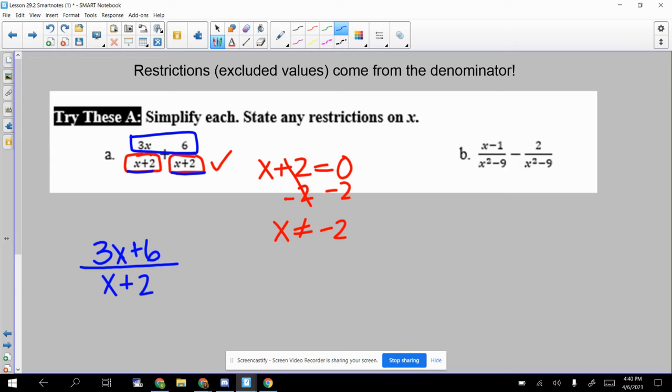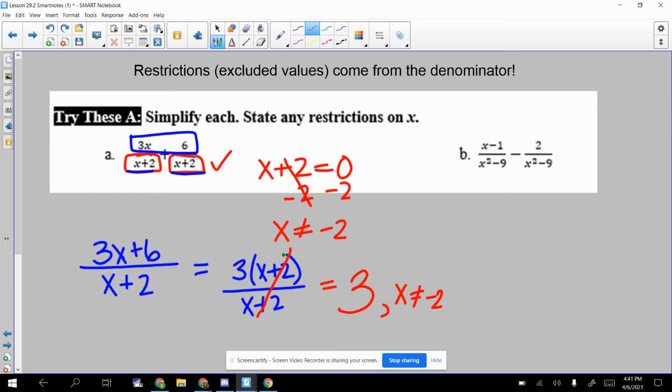Okay. Now remember, step 3 was to simplify if possible. So I can take out a 3 as a GCF in the numerator, and that's going to leave me with x plus 2. And then remember, it's written over x plus 2, and those can cancel. An x plus 2 over an x plus 2. So your final answer would be just that 3, and you would say x cannot equal -2. And that would be your final answer.